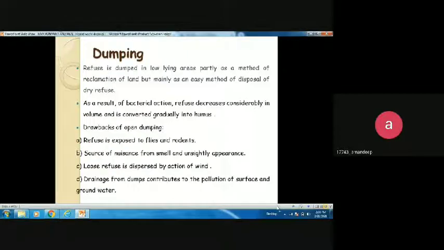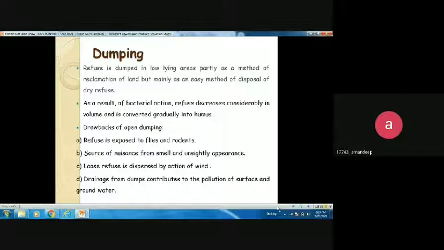First, dumping. Refuse is dumped in low-lying areas partially as a method of reclamation of land but mainly as an easy method of disposal of dry refuse. As a result of bacterial action, refuse decreases considerably in volume and is converted gradually into humus.